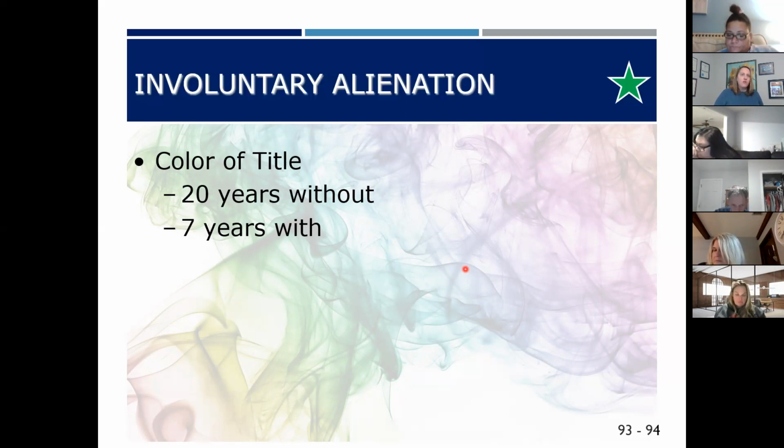So how long before you can take somebody's property through adverse possession? It depends. Do you have a reason to think that it's yours? You can do it in 7 years. You don't have a reason, you can do it in 20.